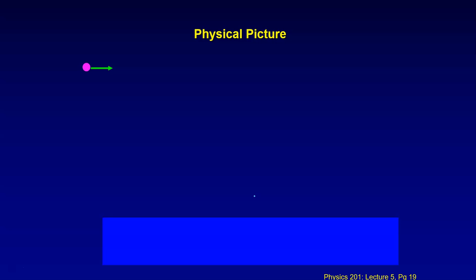And here's the physical picture. At time 0, this green line will be my velocity. My initial velocity is only in the x direction. So at time 0, that's what it looks like, and these are my velocity vectors. The next second, maybe there's a little bit of velocity going down.